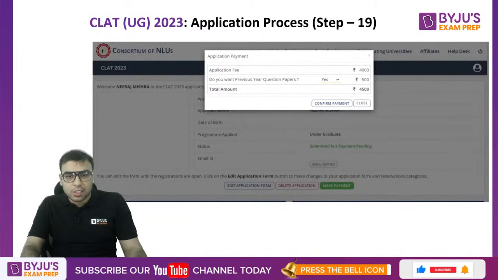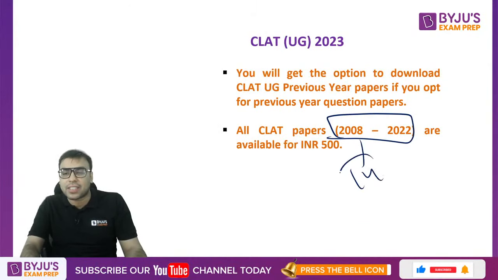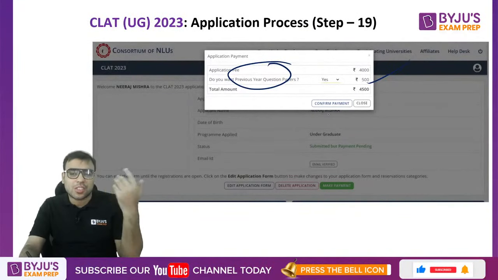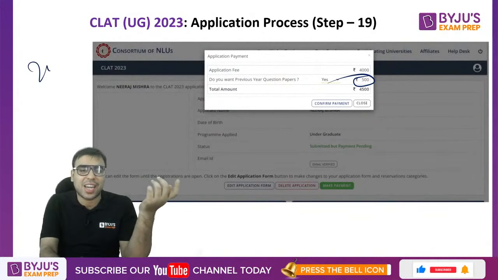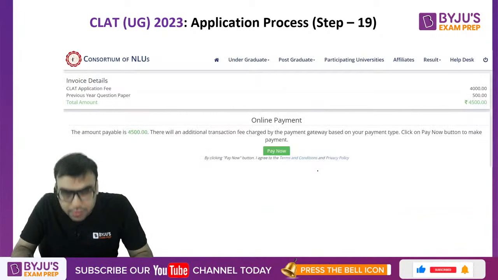Okay. So if you want previous year questions, they'll be providing the past 14 years of previous year questions at 500 rupees. Otherwise, you can get them on the internet. No need to spend 4,000 rupees or 500 rupees. You can just get the CLAT 2020, 21 and 22 papers on Google. Just Google it.